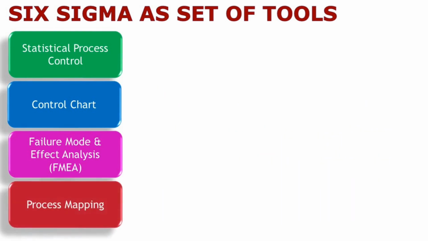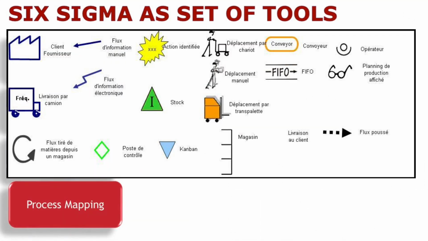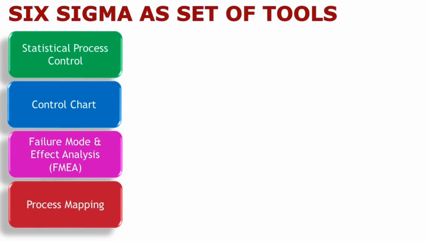Process mapping. Process mapping is about creating a visual representation of a process from start to finish. It's like drawing a roadmap that shows us where we are and where we want to go. But here's an interesting thing. Different Six Sigma experts might have their own favorite tools because there is no one size fits all. Six Sigma gives us the flexibility to choose the right tool for the job.